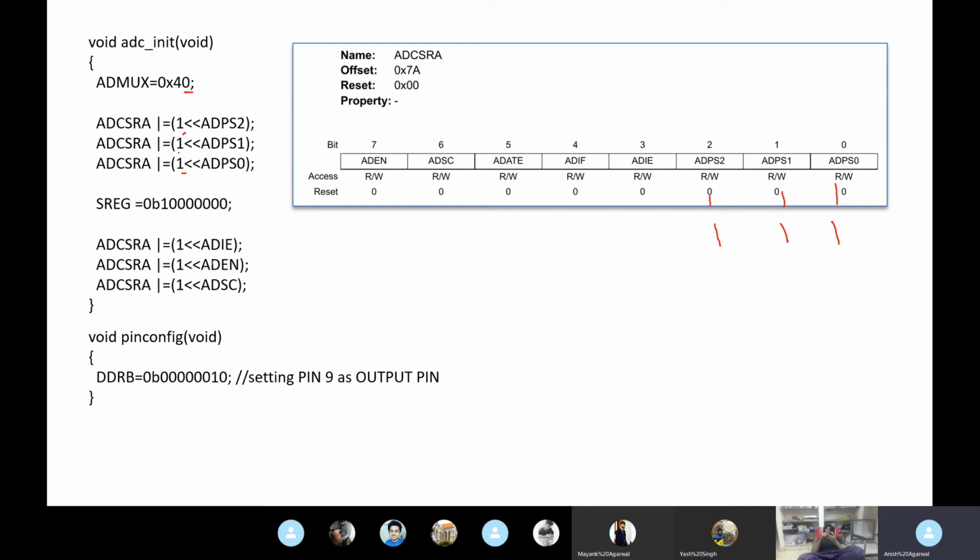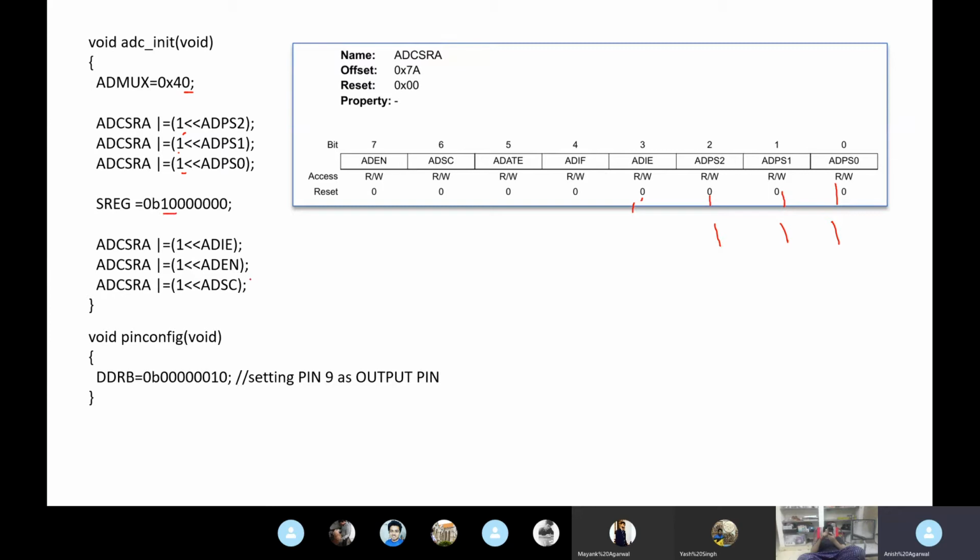Okay, coming to ADCSRA, ADIE. ADIE is this bit, and we are setting this bit as 1. This is the ADC conversion interrupt enable. We are enabling the interrupt because we will be using the interrupt service routine. And to enable this, we first need the SREG global interrupt bit to be set to 1, which we have already done.